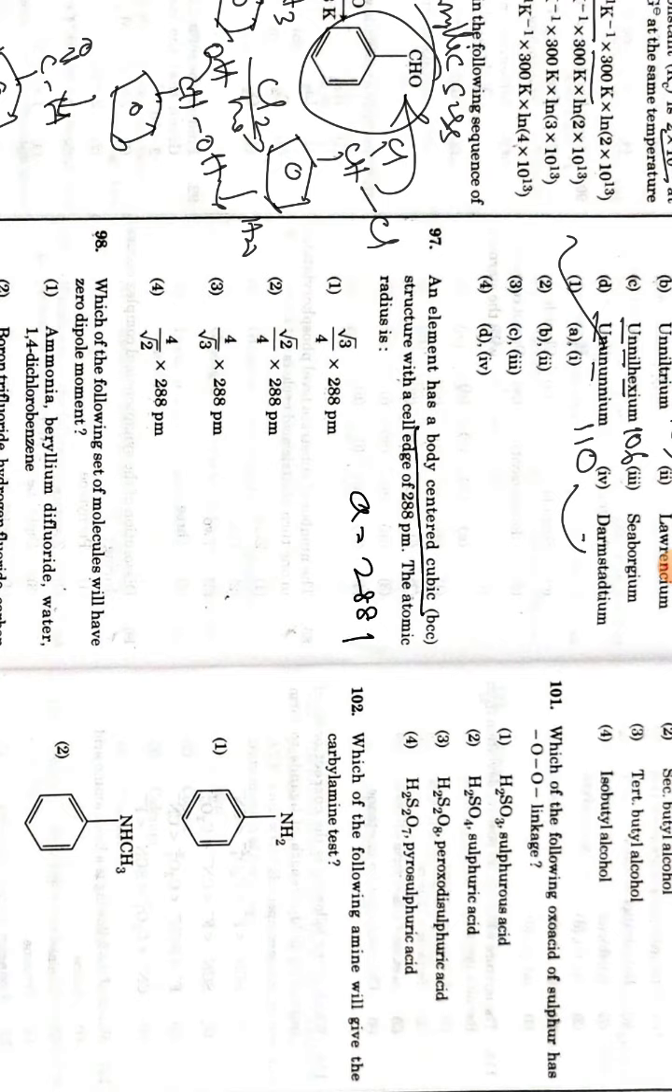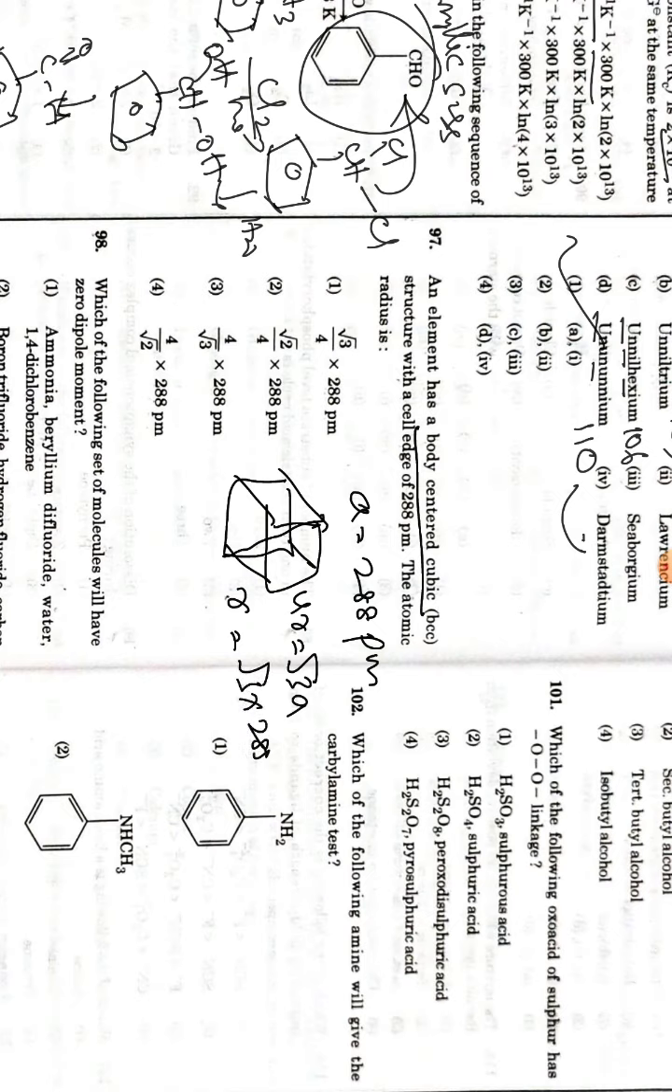Now 97, an element which belongs to solid state, BCC structure, edge length a is equal to 288 picometers. We know in BCC structure 4r is equal to root 3 a. So he has asked about the radius, so root 3 into a, that is 288, over 4. You see, there is no need to calculate. By looking at the options, just substitute and you will get 124.7.